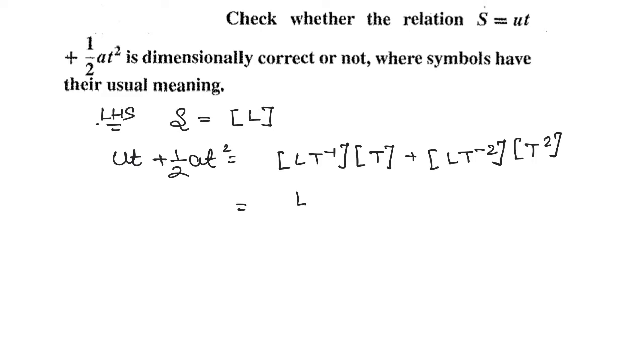So a is the acceleration, and the acceleration dimensional formula is LT minus 2. And Shivangi, what is time? T square. Okay, square it is. So it is L T minus 1 T, so it will cancel out. Then we have L T minus 2 T plus 2. What will be L plus L? L. Now you can notice one thing, LHS is equal to RHS.